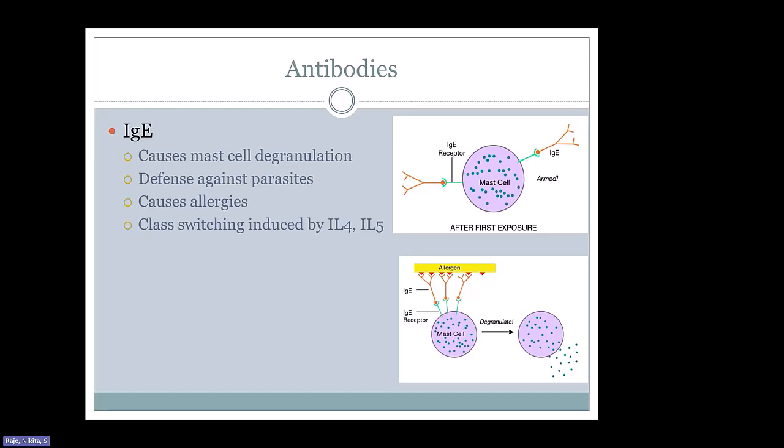IgE causes mast cell degranulation. It helps in defense against parasites. It causes allergies, gives us business. Class switching is induced by IL-4 and IL-5.